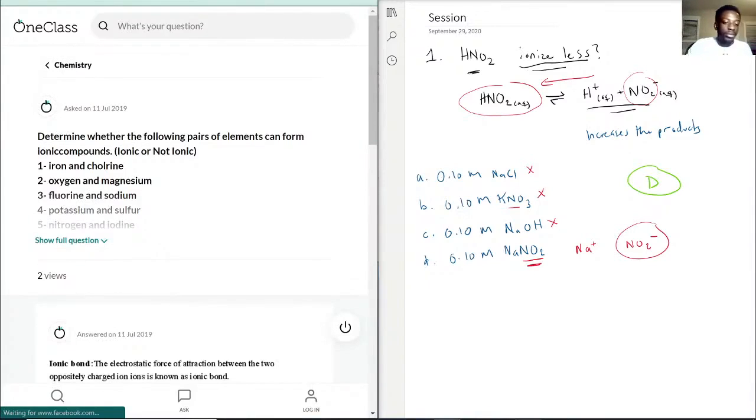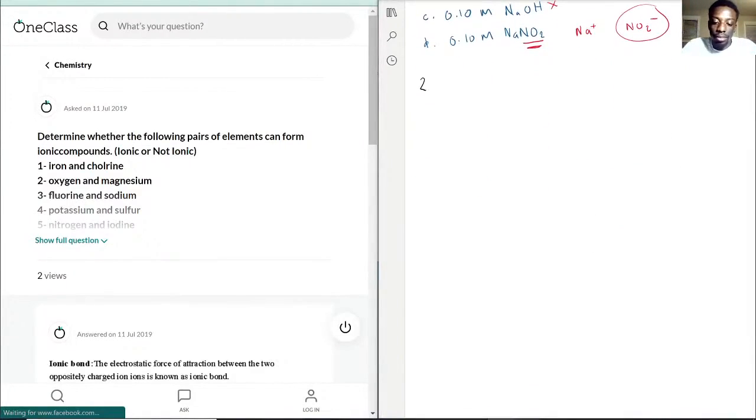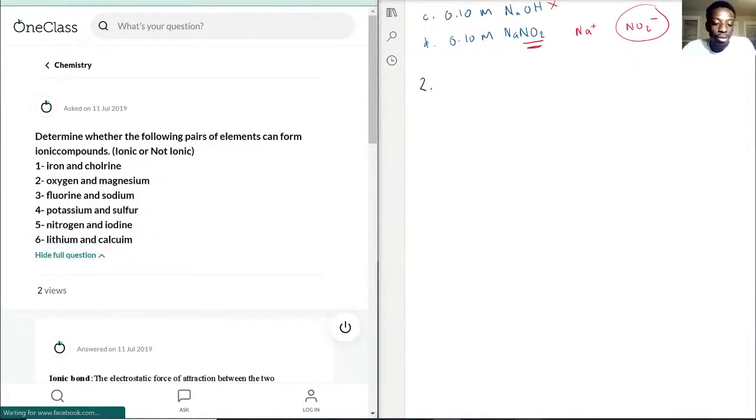So, question 2. This one is asking us to determine whether the following pairs of elements can form ionic compounds. Okay?